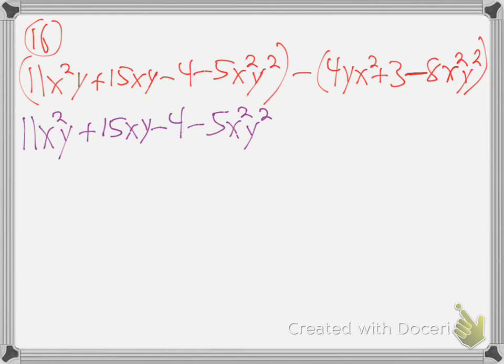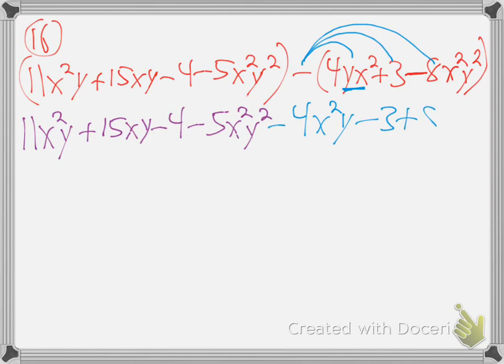Now this minus sign over here is going to distribute, boom, boom, boom. So minus 4. I'm going to put them in alphabetical order. I just think it's easier to deal with. That's an x squared y, isn't it? See how they put them out of order? Minus 3 plus 8x squared y squared. Good so far? All that good so far?